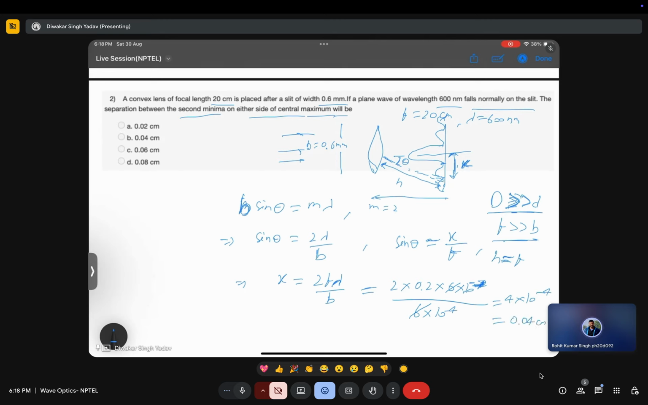0.04 centimeter. And I think it's asking the separation between the second either side. I think it should be twice of x, so both sides. So I think the answer should be D. Yeah, is that fine? Okay. So yeah, in this kind of problem we have to make these assumptions.